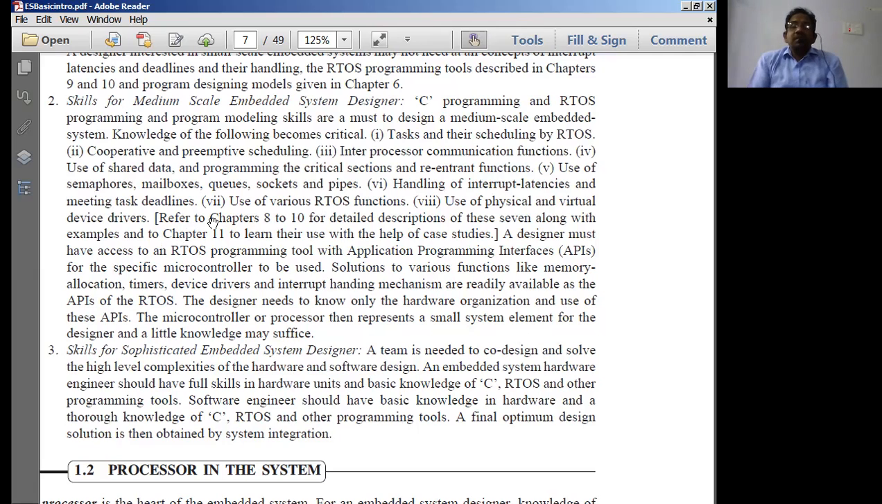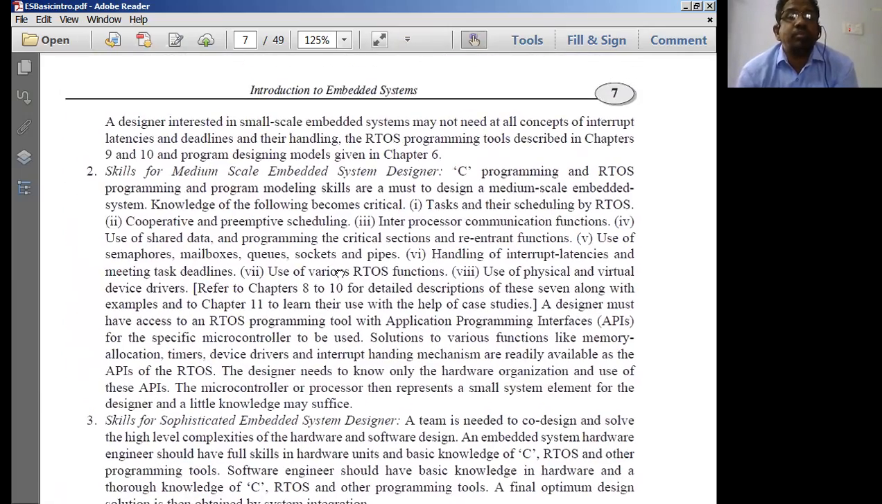So you have to meet the deadlines compulsorily in embedded systems. And in meeting deadlines, what about the time latency? How we manage the time latency is also going to matter for us. Okay, so these are some of the skills which are required to program using embedded C in a medium scale for embedded systems.